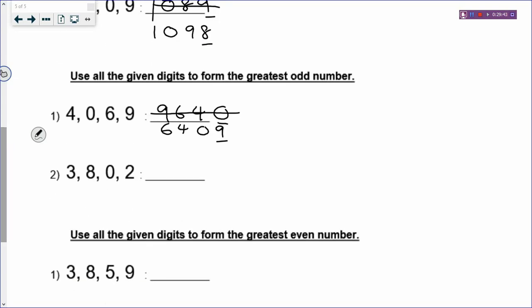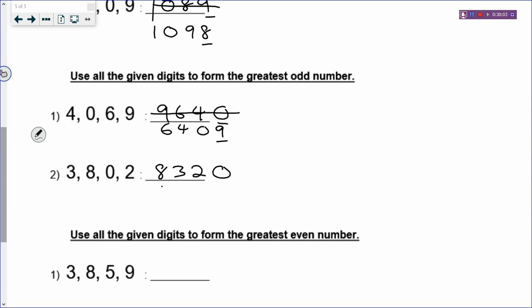All right, how do you find the biggest odd number? So start with the biggest, 8, and then 3, and then 2, and then 0. Right, that's the biggest number, right? But is it odd? No, the last digit is even. So we need to do something. We need to look at odd digits. Do you see a 3? A 3. And what do you do? You have to switch place with the 0.